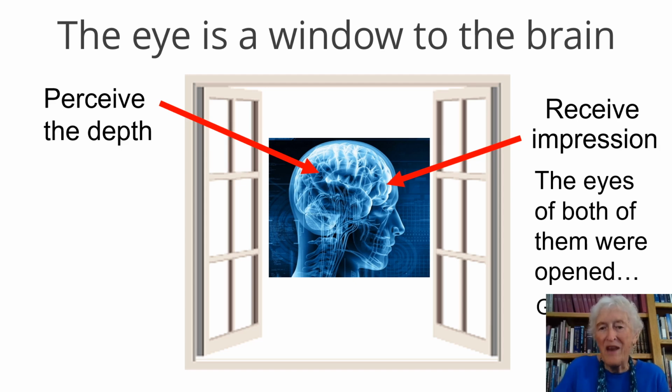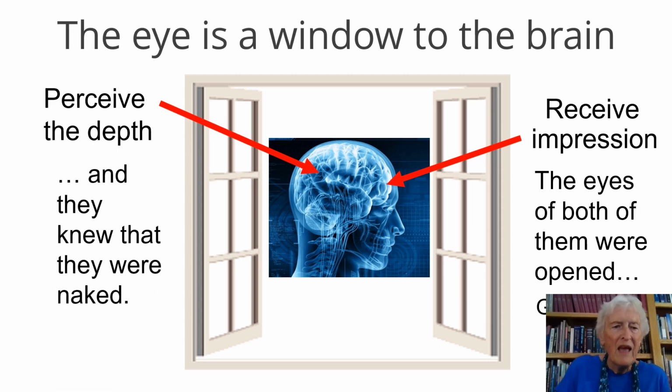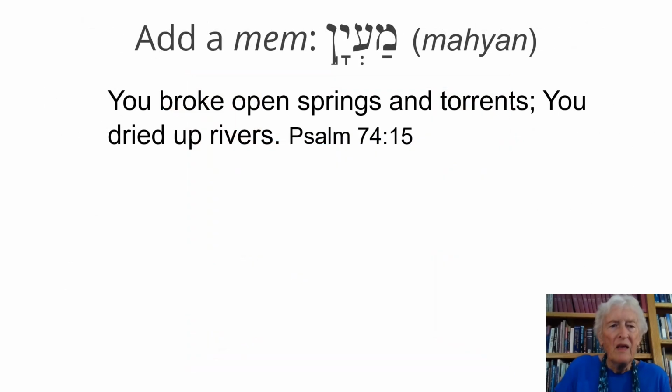And they were naked, which means they were exposed because of sin. That's what it meant. And they knew they were naked. Okay. Now we add a mem at the front, and you get Mayan. Mayan. And I'm going to show you that here.